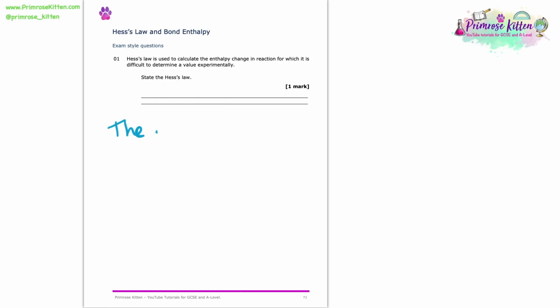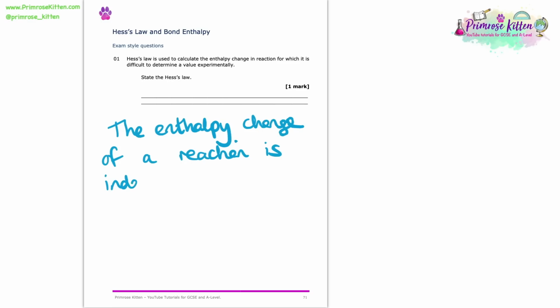So Hess's law is the fact that the enthalpy change of a reaction is actually independent of the path that is taken. So long as you end up with the same final state and you had the same initial state, the reaction is going to have the exact same enthalpy change. And this principle we're going to make a lot of use of in lots of questions in A-level chemistry.